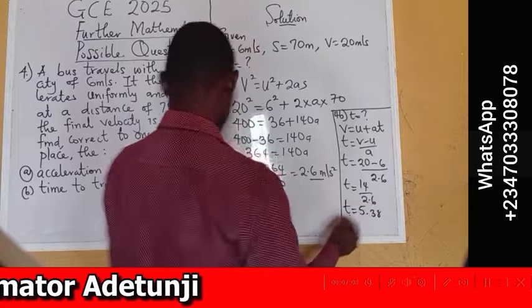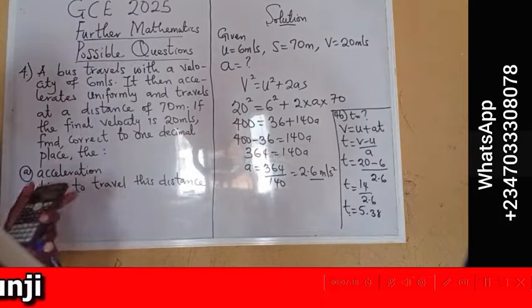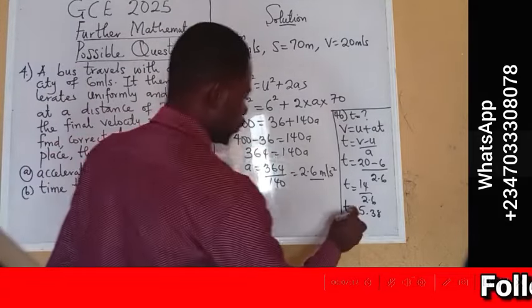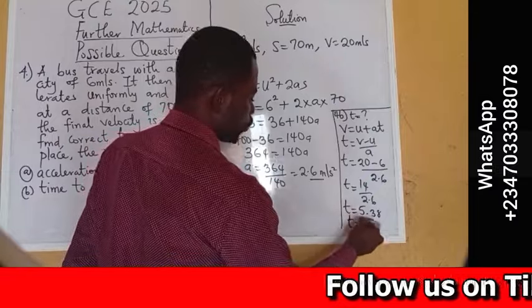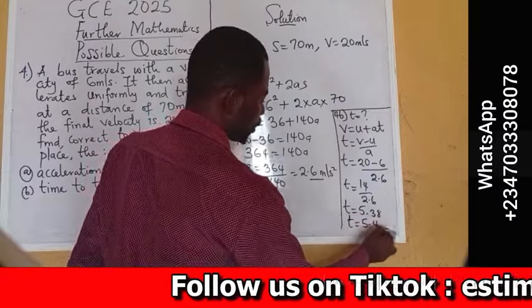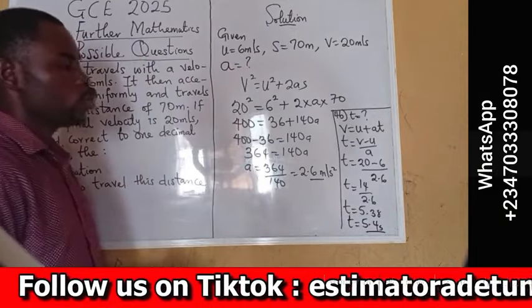Permit me to approximate. How many decimal places did they mention? They mentioned one decimal place. Thank you. So I will go for t equals 5.4 seconds. And that's how we settle question number 4.